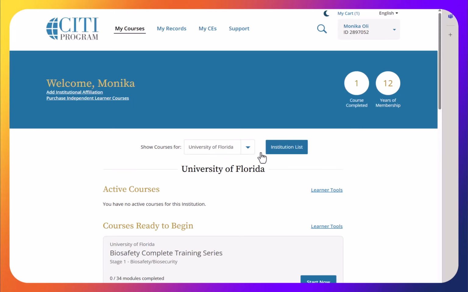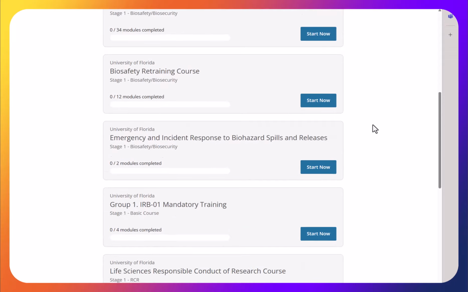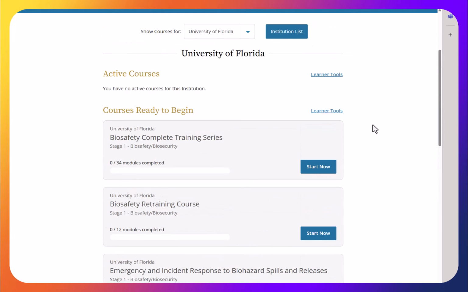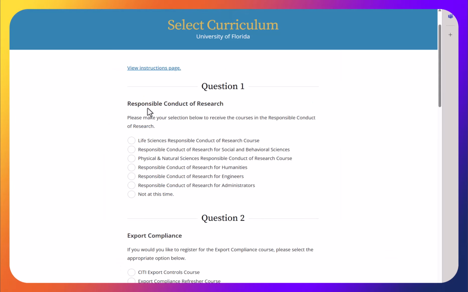All right, we have the University of Florida, and these are the ones I've done already through CITI. So you see I've done quite a few, but we have the institution list, active courses, learner tools. Okay, so in terms of courses, we need to add a course. And this one will be Responsible Conduct of Research. And we just do the life science one, right? Because we don't do social science, physical, natural science; life science is really the best one for us.